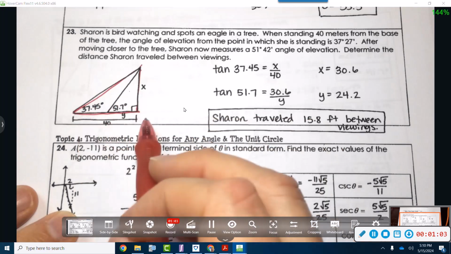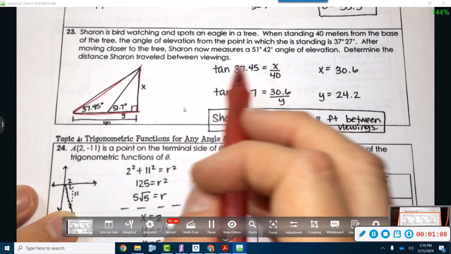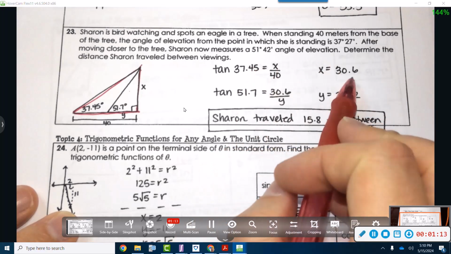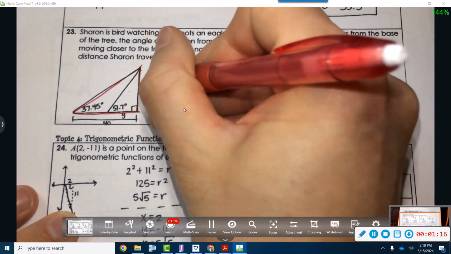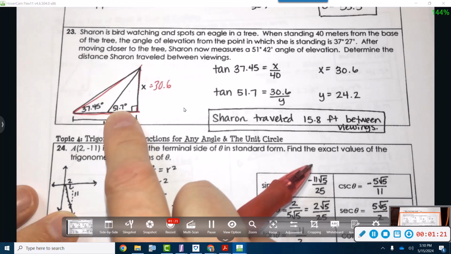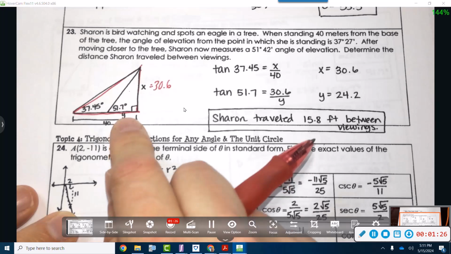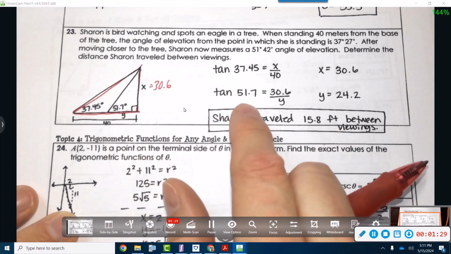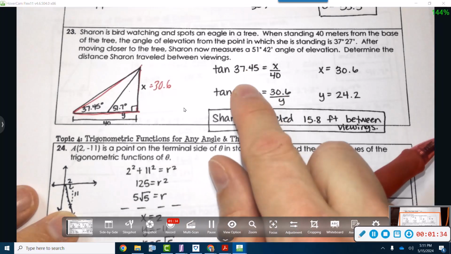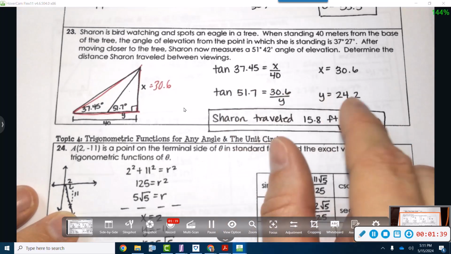So if I know that this side is 40, that's the A, that is the O, so the O over A is actually tangent. So the tangent of this many degrees actually equals 30.6. So this guy is now 30.6. Now we're going to move into the smaller triangle, and we're going to use this guy to get the A. So now tangent of 51.7 has to equal the O over the A. And we'll swap those two. 30.6 divided by the tangent of 51.7 equals this guy.